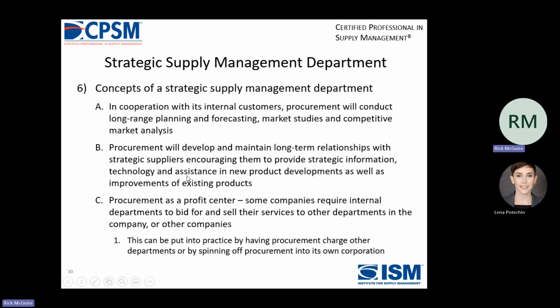Procurement as a profit center. Some companies, usually service companies, will do this. Some companies require internal departments to bid for and sell their services to other departments in the company or other companies. This can be put into practice by having procurement charge other departments or by spinning off procurement into its own corporation. And both have happened, but usually not in a goods producing company.